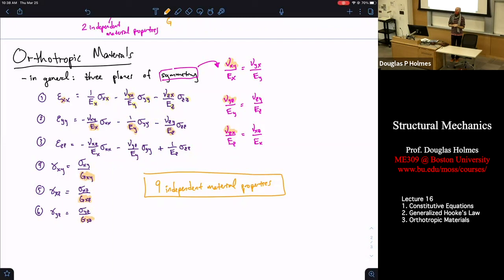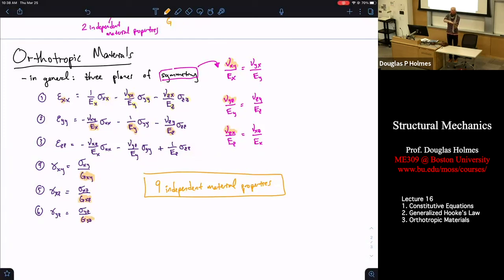Trying to think of those are probably the most common. I might be blanking on one, but I think those are the most common things that will involve orthotropic materials. These can take on different things, like something like plywood also has some symmetry axes.